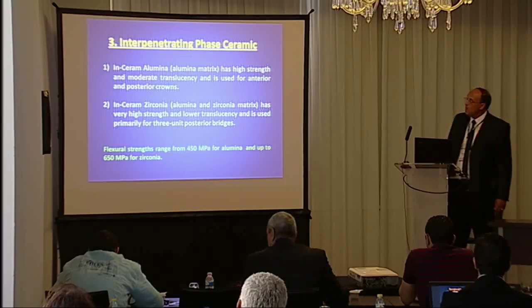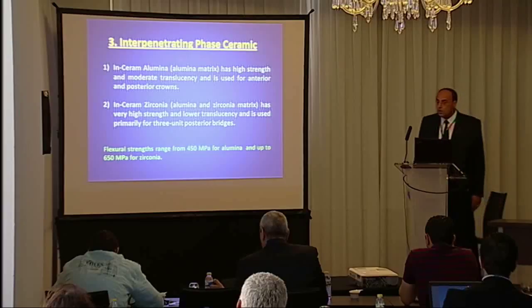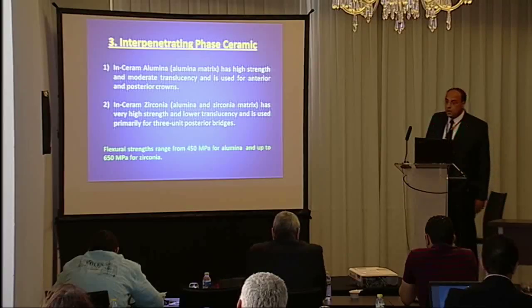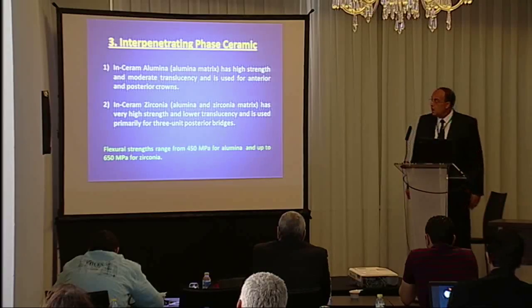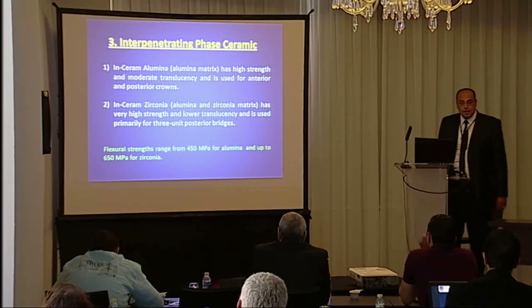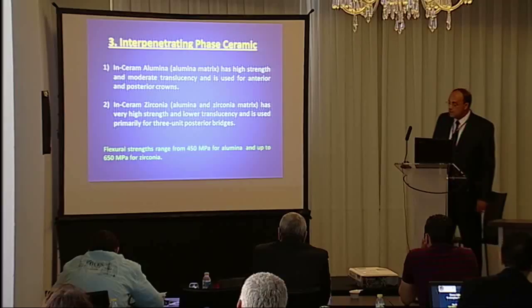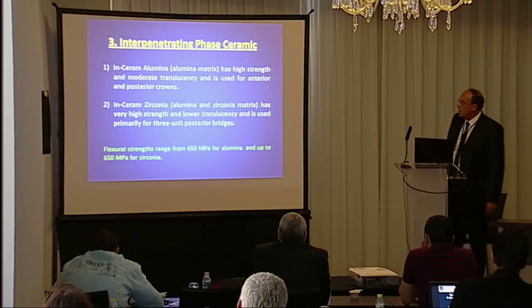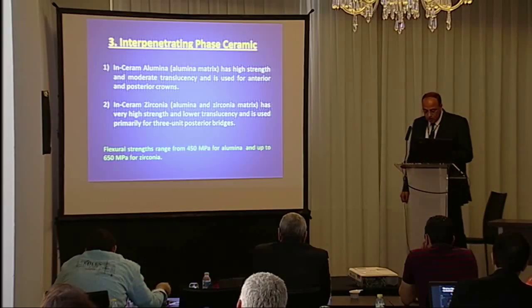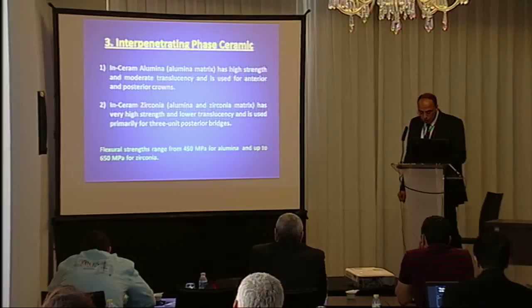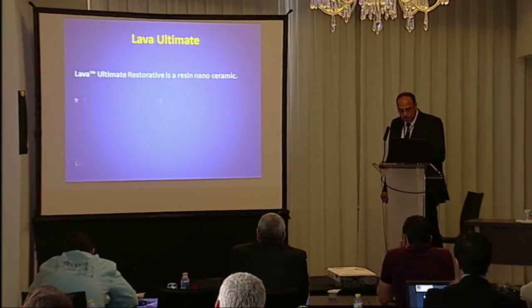The in Ceram alumina has high strength and moderate translucency and is used for anterior and posterior crowns. Zirconia is used mainly for posterior teeth because of its very high strength and lower translucency, and is used primarily for 3-unit posterior bridges. The flexure strengths range from 450 megapascal to 650 megapascal.